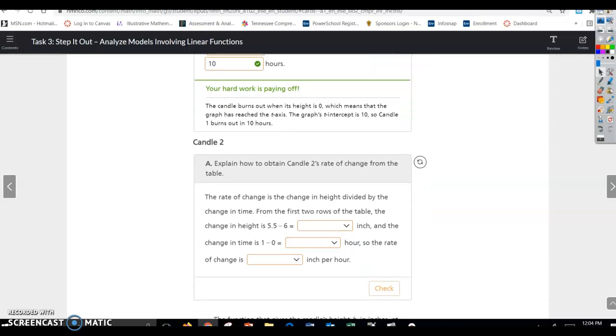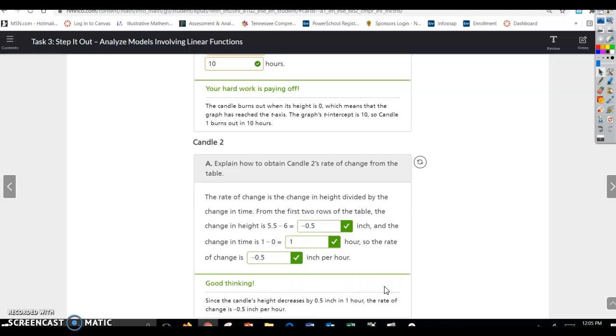All right, explain how to obtain candle 2's rate of change from the table. The rate of change is the change in height divided by the change in time from the first 2 rows in the table. The change in height is 5.5 minus 6, which is -0.5, and the change in time is 1 minus 0, which is 1. So your rate of change is difference of y's over difference of x's, or negative 0.5 inches per hour.